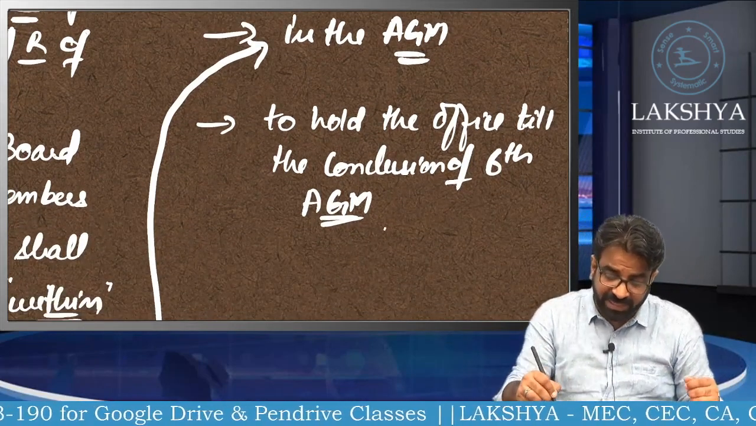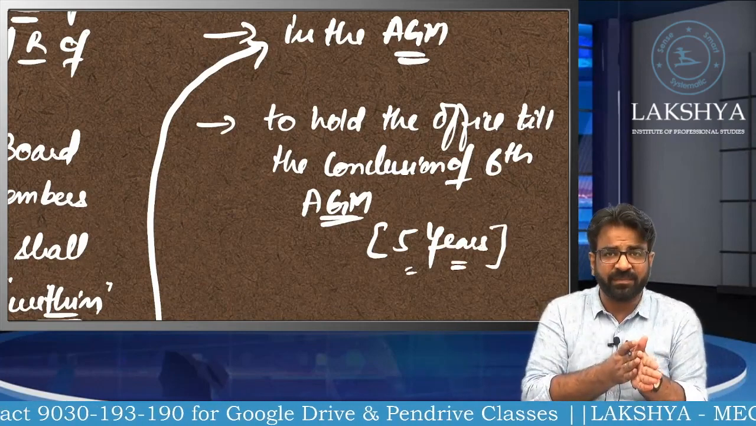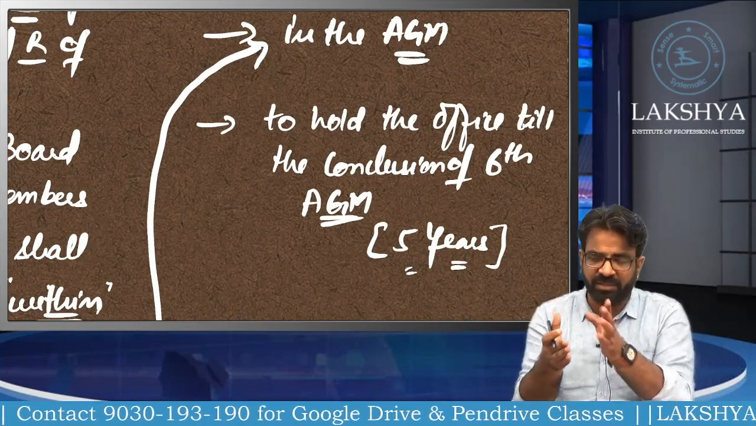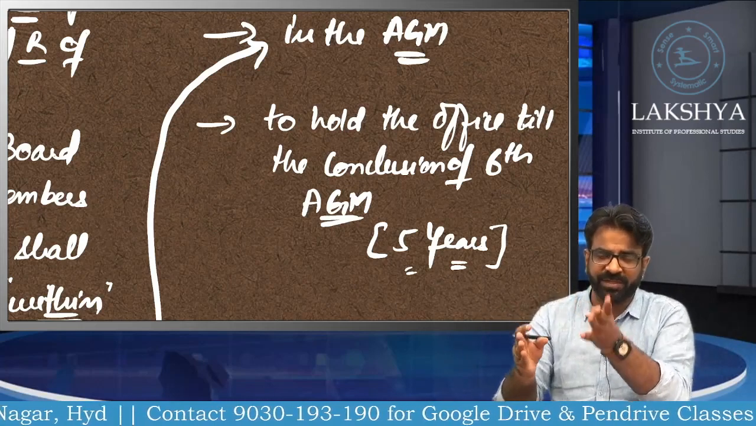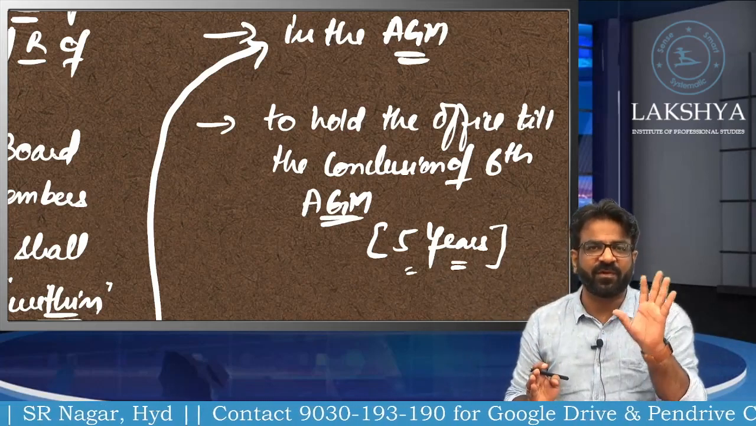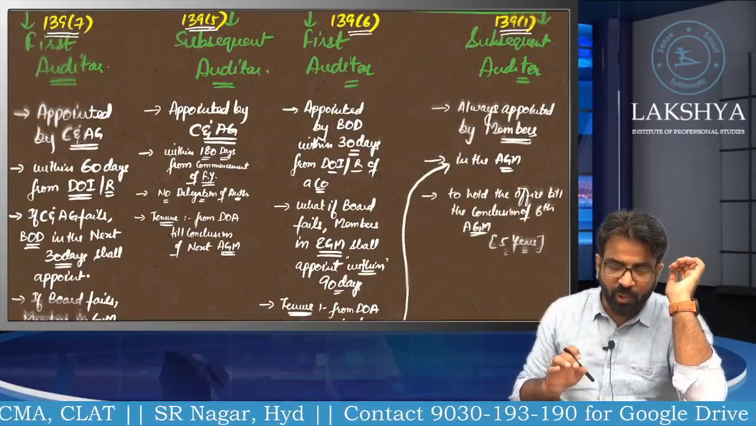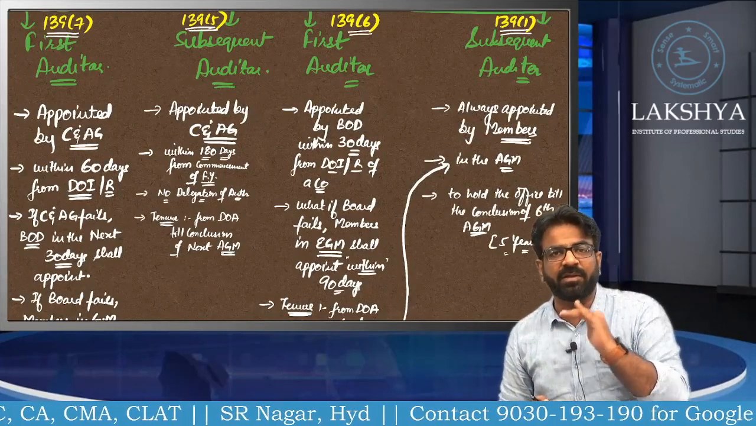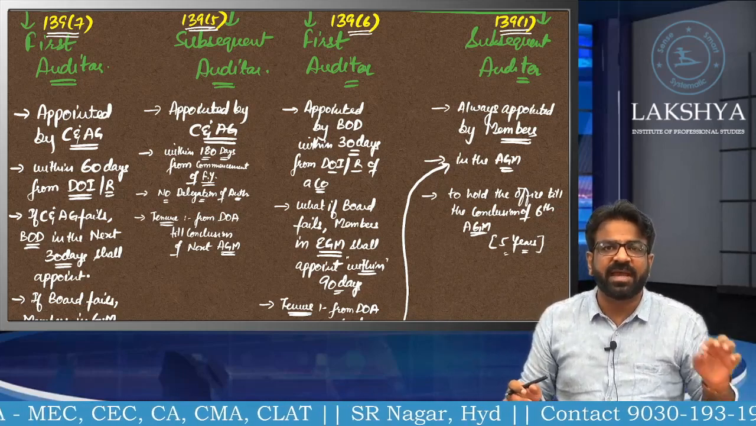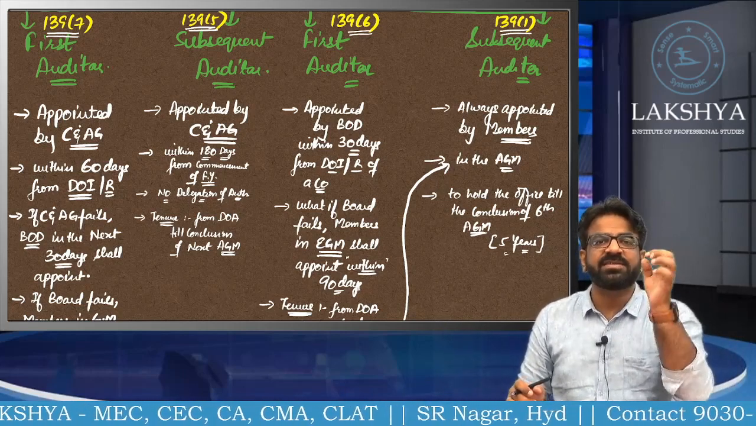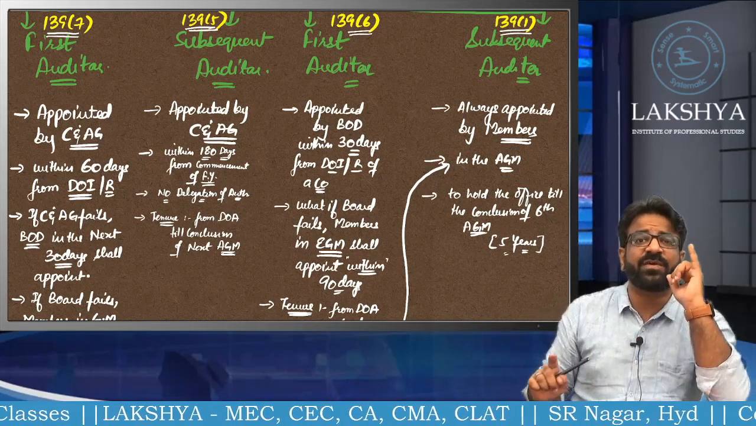Indirectly, they are saying how many years? 5 years. From this AGM where we have appointed him to the second AGM, 1 year; second to third, 2 years; third to fourth AGM, 3 years; fourth to fifth AGM, 4 years; fifth to sixth AGM, 5 years. For a duration of 5 years. Sir, what is our interpretation? Our interpretation is that no auditor, whether government company or non-government company, can hold the office for 5 years except one auditor. Who is that auditor? Subsequent auditor of a non-government company.